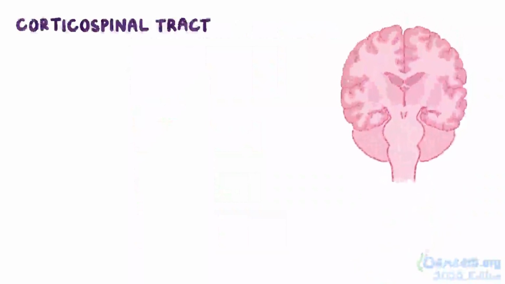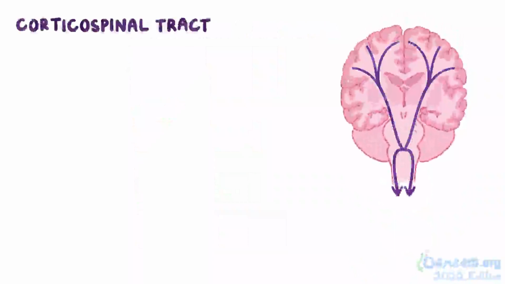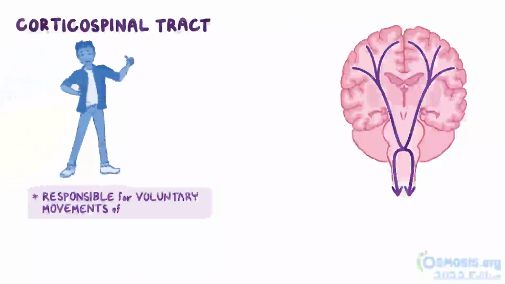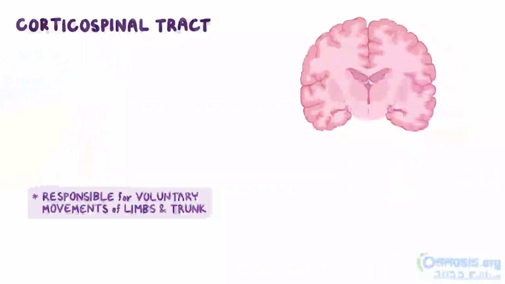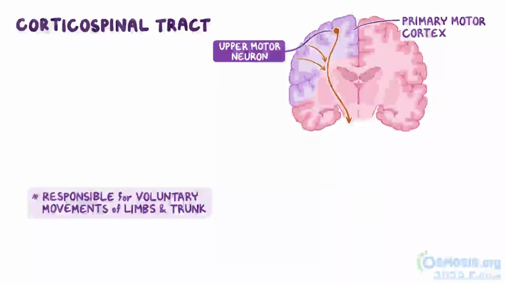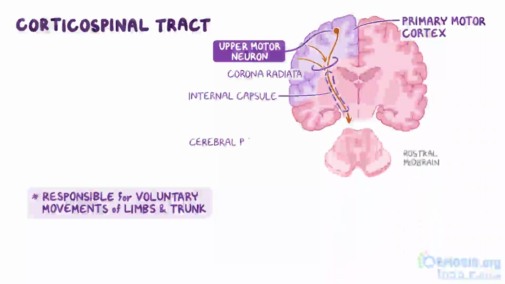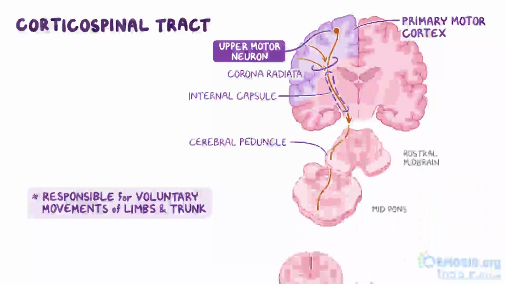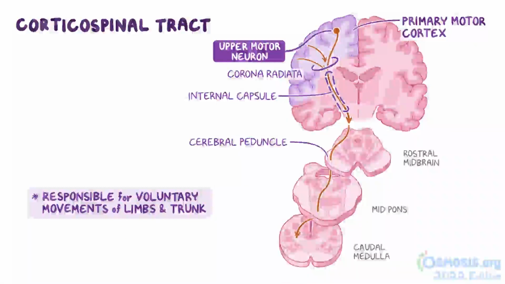First up, there's the corticospinal tract, which is a motor pathway that runs from the cerebral cortex to the spinal cord, hence the name corticospinal. This tract is responsible for the voluntary movements of the limbs and trunk. The cell bodies of the first-order neurons of this pathway lie in the primary motor cortex. The axons then descend via the corona radiata through the internal capsule, the cerebral peduncle of the midbrain, and the ventral aspect of the pons to reach the ventral aspect of the medulla.